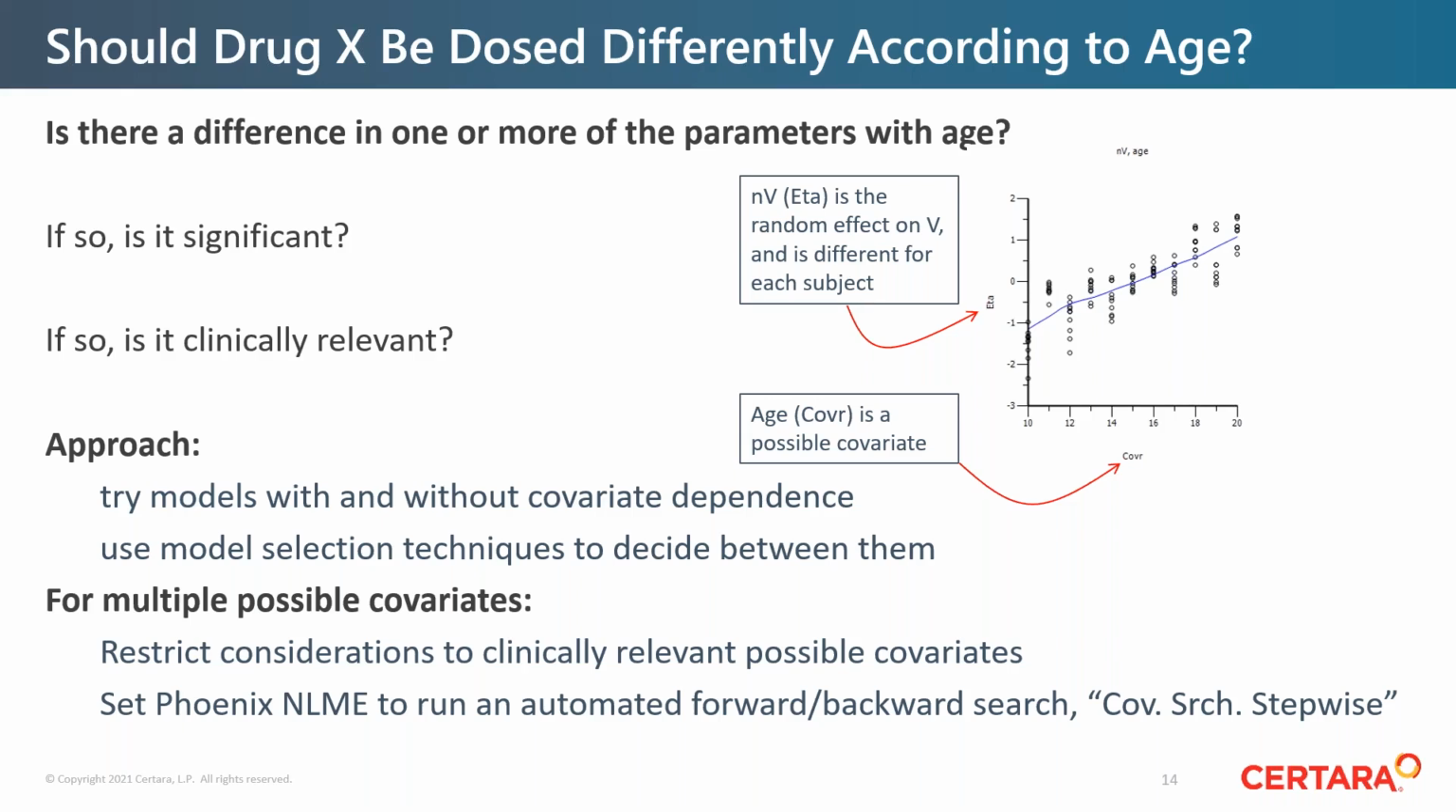So then we think about, well, is this a significant trend? And is it clinically relevant? And do we need to build a model that takes account of that? And if we do build a model, do we get more precise and more useful predictions in the future? And one of the ways we do that is this covariate search, stepwise.